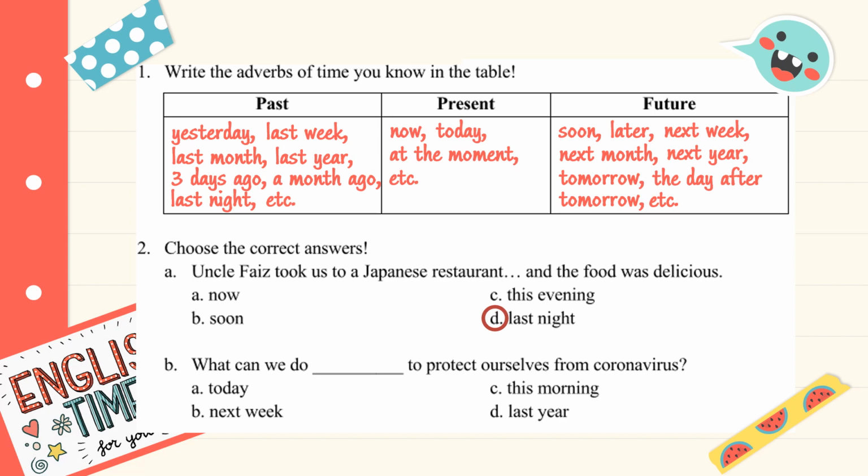Okay, now B. What can we do, blank, to protect ourselves from coronavirus? What's the best answer here? Is it today, next week, this morning, last year? It's about now, right? We're talking about the present. So, the correct answer is today.